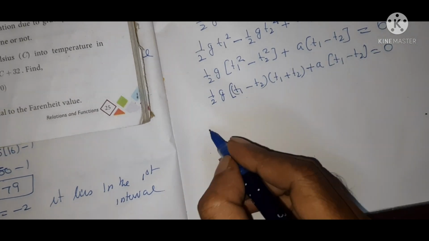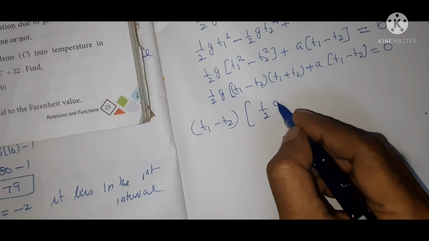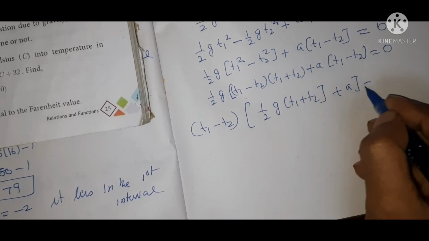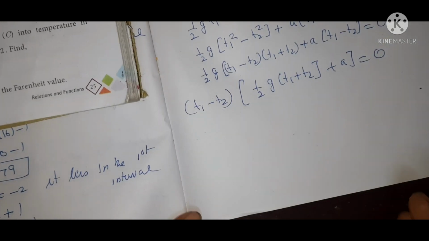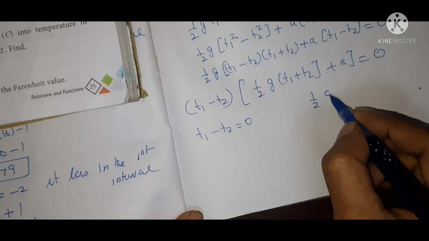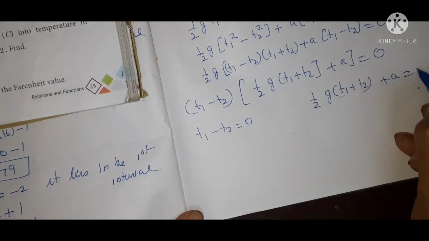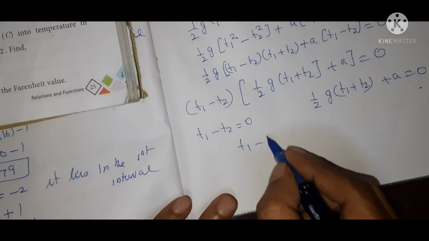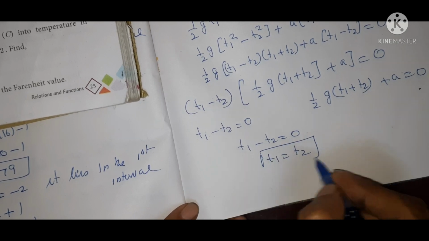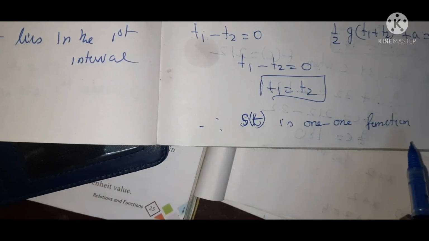Here t1 minus t2 is common, taken out. Half into g into t1 plus t2 plus a is equal to 0. Then t1 minus t2 is equal to 0. So t1 is equal to t2. Therefore s of t is a one-one function.